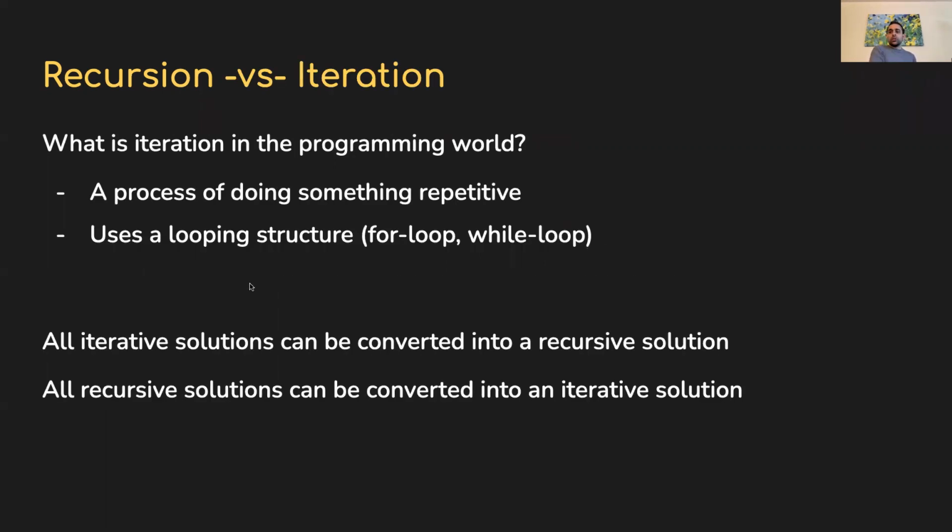So iteration, this is something we're familiar with. Whenever you hear the term iteration, just think loops, for loops or while loops. That is iteration at work. Iteration is the process of doing something repetitive, using a loop. As we talk about for loops or while loops, you guys have been doing this, so you are probably pros at it. We should be iteration masters at this point.